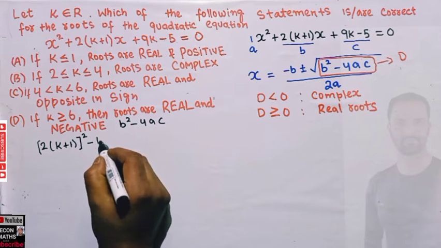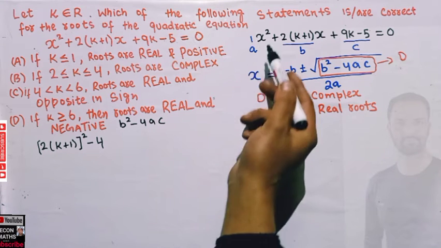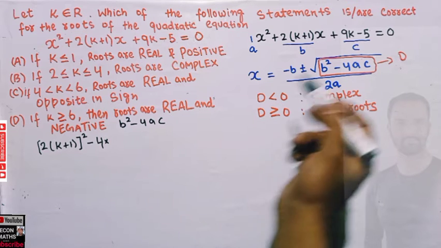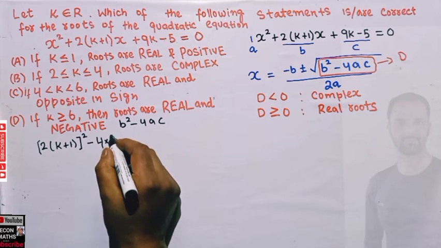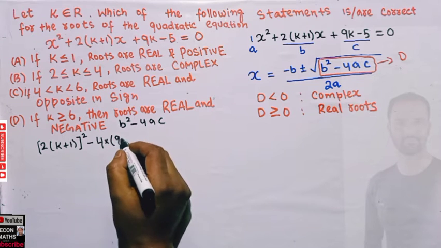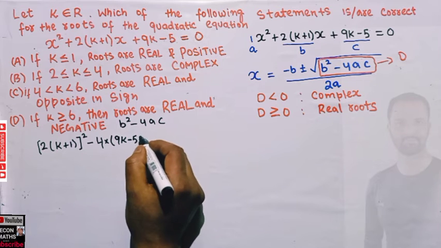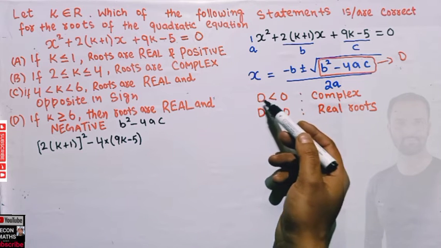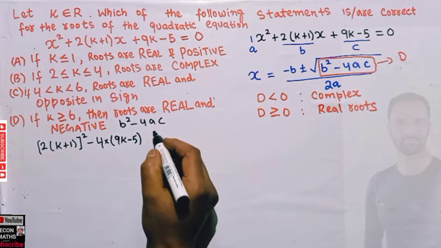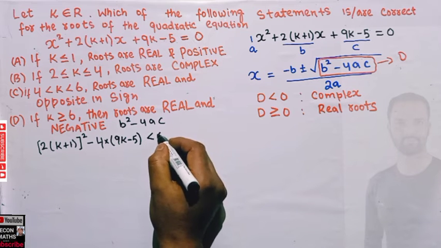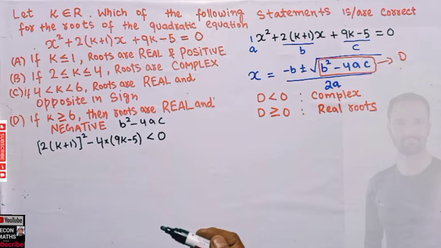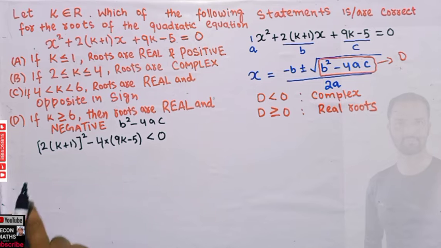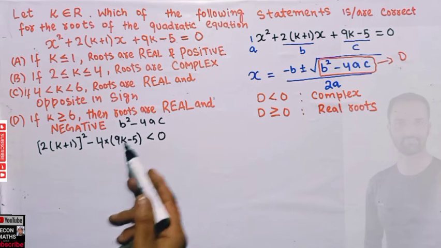b square minus 4, which comes from the formula, into the coefficient of the first term which is 1, so I will not write it here, and the constant term is 9k minus 5. Let us first solve for the complex case. If this thing comes out to be less than 0, then we will have complex roots. I am not looking at the options at all first. So let's see what will happen then. What will be the value of k if this thing comes out to be less than 0.